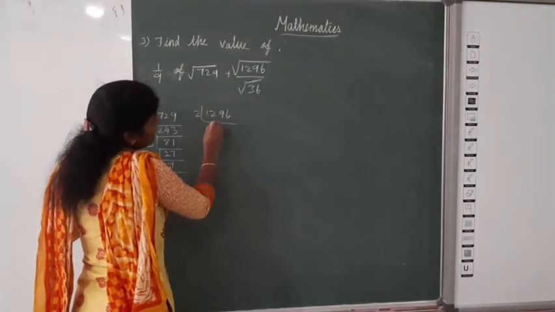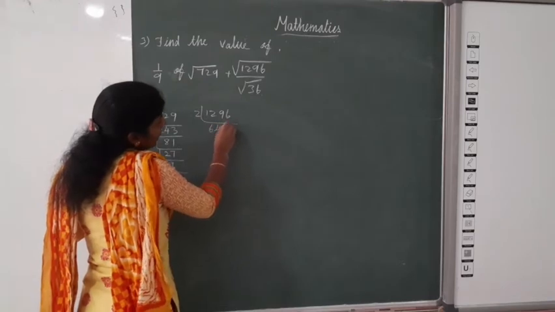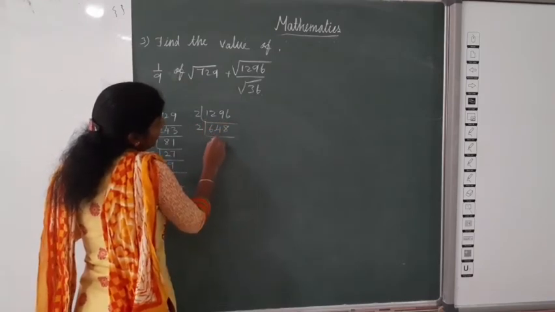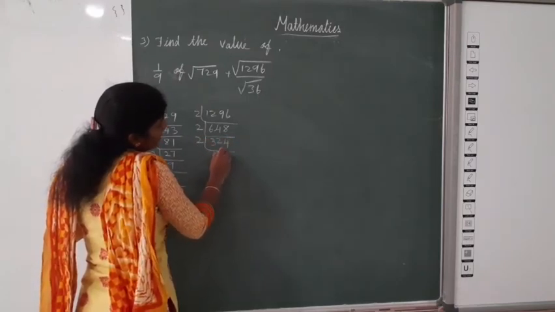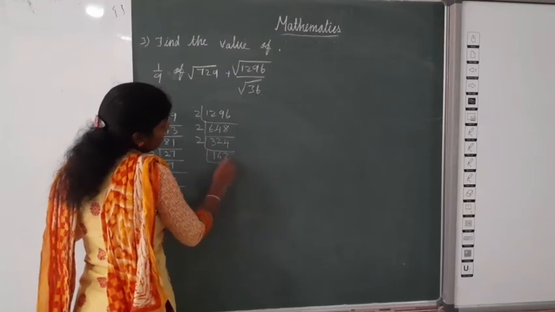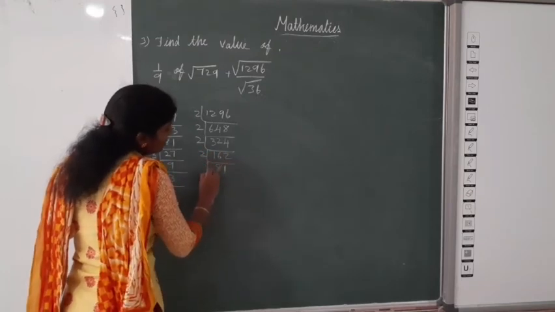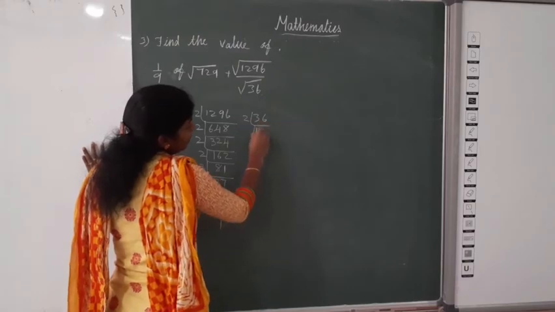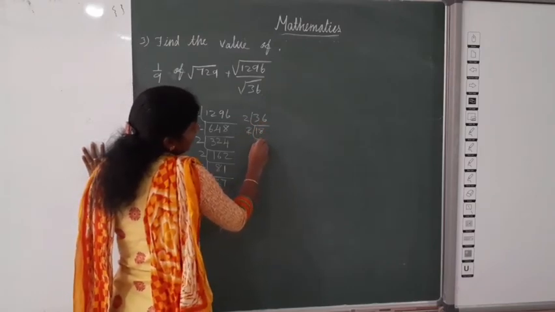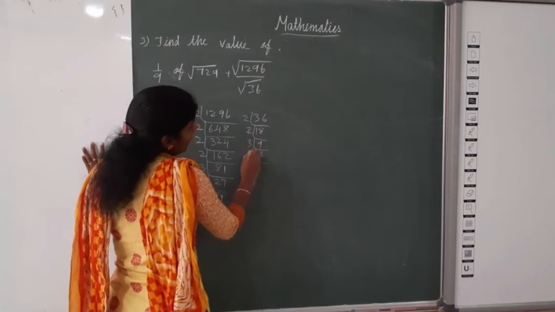Then 1296. 6 2s are 12. 4 2s are 8. 8 2s are 16. 2 table, 3 2s are 6. 2 2s are 4. 4 2s are 8. 2 table, 1 2 is 2. 6 2s are 12. 2 2s are 4. 2 table, 8 2s are 16. 1 2 is 2. 3 table, 2 3s are 6. 7 3s are 21. 3 table, 9 3s are 27. 3 table, 3 3s are 9. Okay. Then 36. 1 2 is 2. 8 2s are 16. 2 table, 9 2s are 18. 3 table, 3 3s are 9.